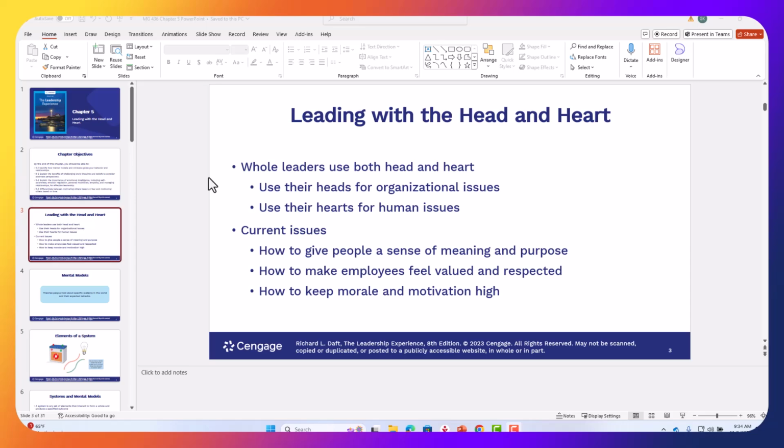So when you find good leaders, I never knew exactly what it was. I didn't know how to define it. I knew it when I saw it. So when you see them, they use their heads for organizational issues. They use their hearts for human issues.